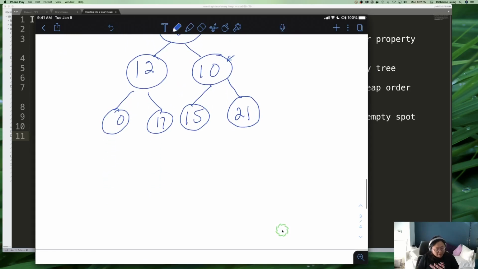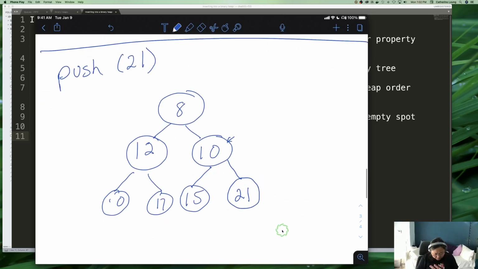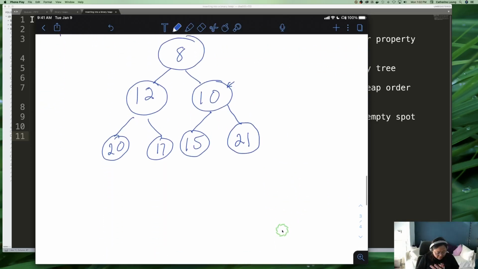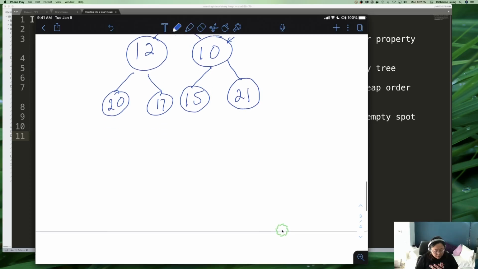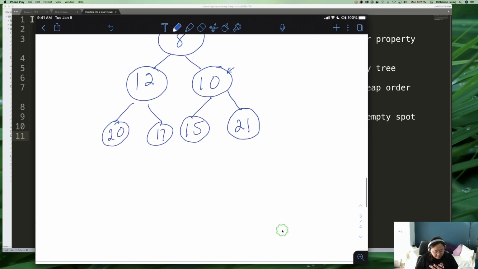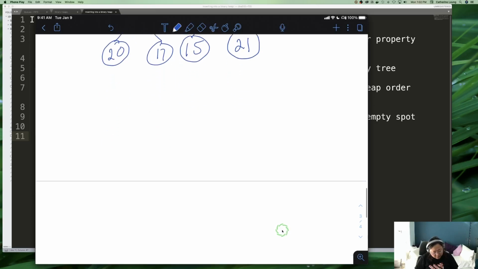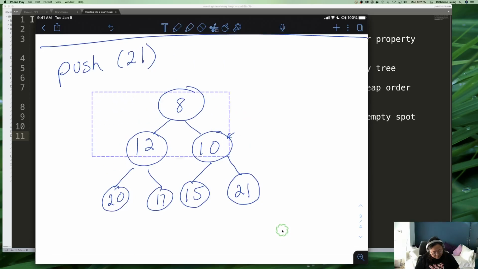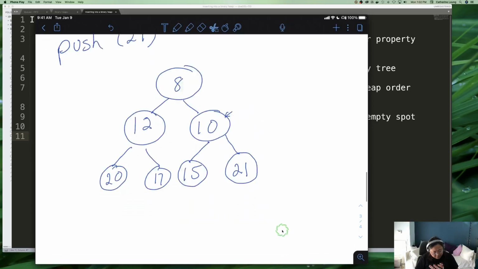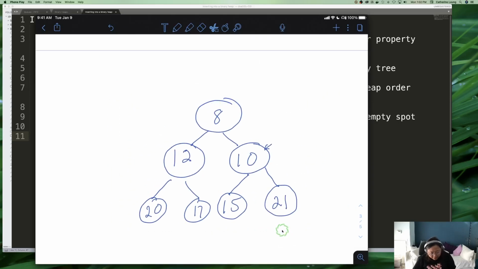Now, that wasn't very interesting because there was no movement here. Oh, and this is 20. I somehow didn't copy the 2. Okay. Now, next spot. Next spot, I'm going to do 9. Okay, so here's the original tree. We're going to push 9.